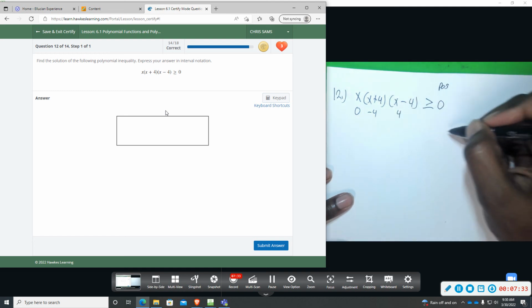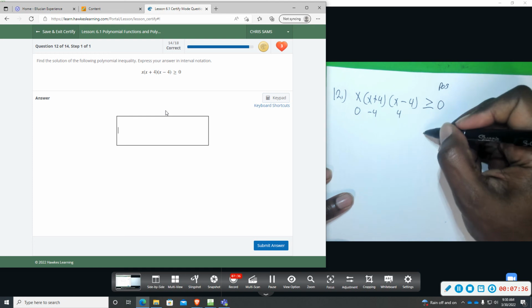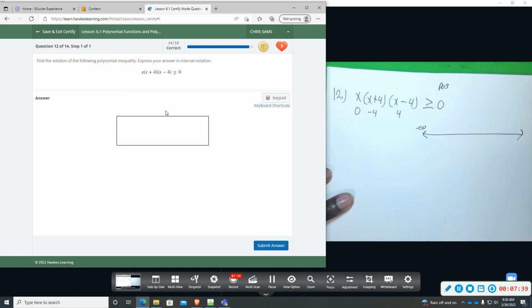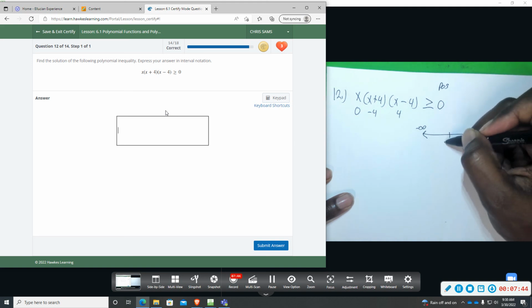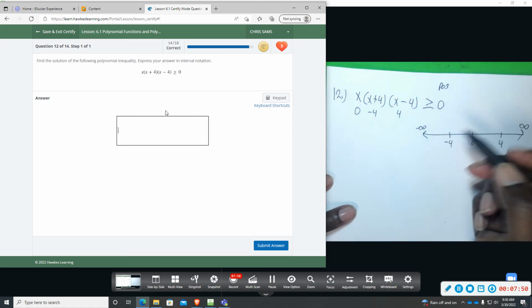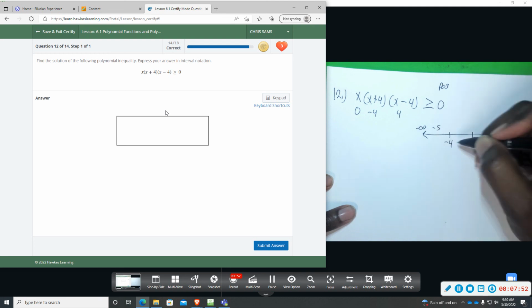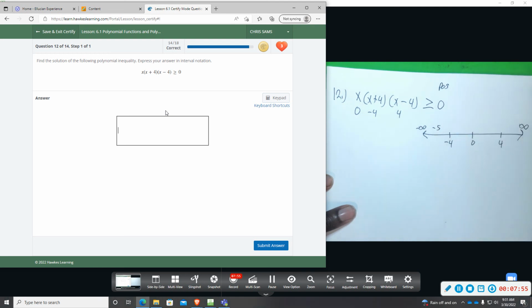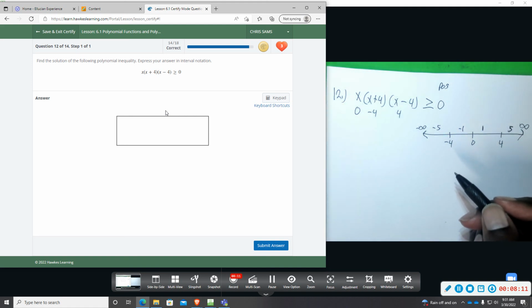So I'm going to do my number line. So that's negative infinity. This is positive infinity. And then my numbers are 0, negative 4, and positive 4. Any number over here, I'm going to pick negative 5. Between negative 4 and 0, I'll just pick a negative 1, small. Between 0 and 4, I'll pick a positive 1. And between 4 and infinity, I'll just pick positive 5. Again, I'm just picking the smallest whole number that I can use in that interval to make it easy.